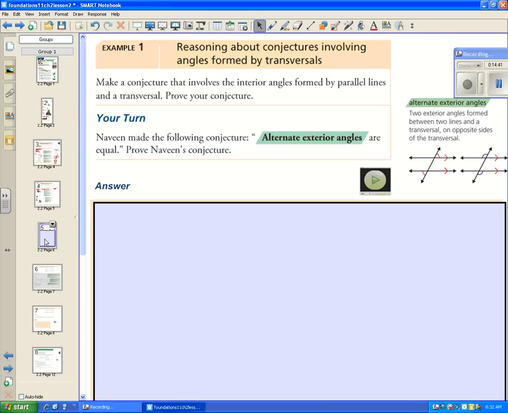Okay, we are now going to do another conjecture. We are going to prove that alternate exterior angles are equal. Alternate exterior angles. Okay, so we are going to do a two-column proof with our statement and our justification.